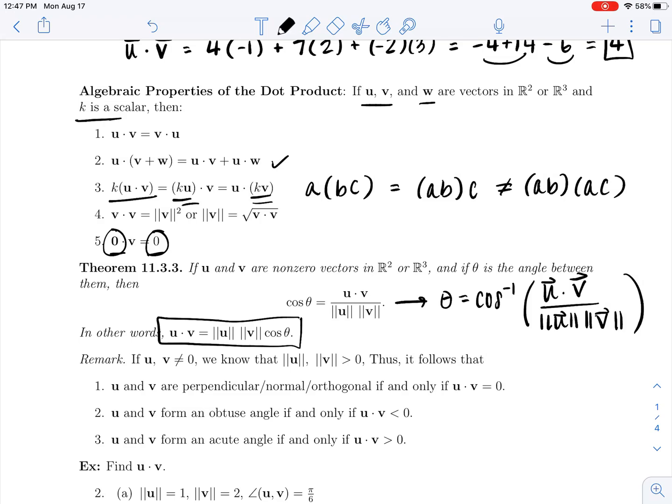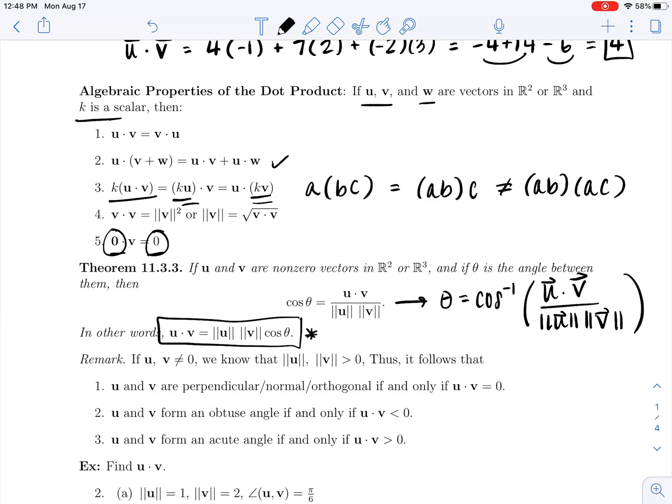This is another way to write this formula. If you just multiply those magnitudes over to the angle, and to be honest, this is how I remember this formula, that u dot v is magnitude u, magnitude v cosine theta. So whichever way you like to memorize it is fine. These are all equivalent, but just make sure you remember that we're working with the cosine of the angle, not the sine of the angle.